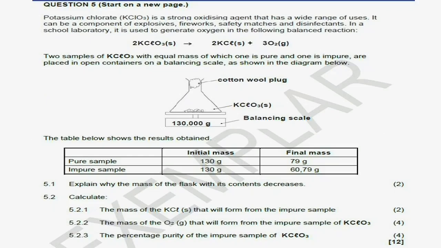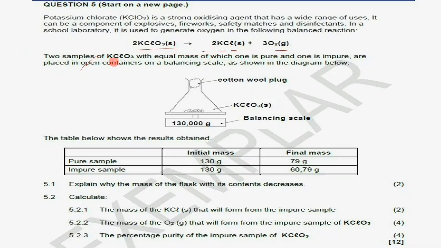It says potassium chlorate is a strong oxidizing agent that has a wide range of uses. It can be a component of explosives, fireworks, safety matches, and disinfectants. In a school laboratory, it is used to generate oxygen in the following balanced reaction. So we are given this balanced reaction here.